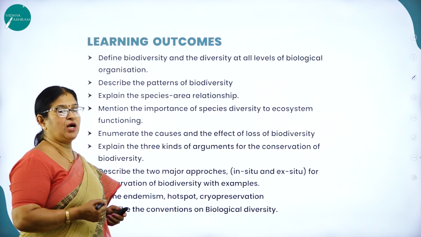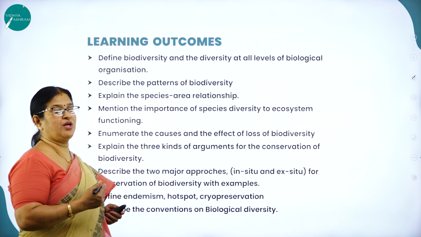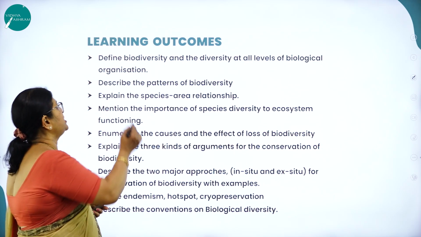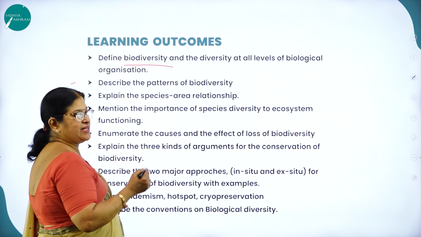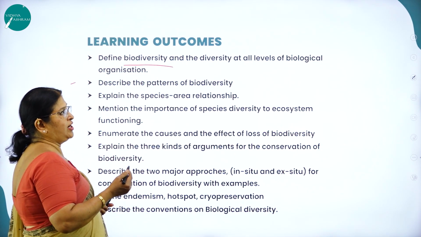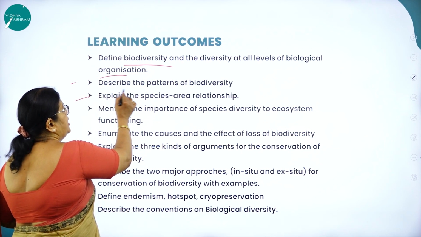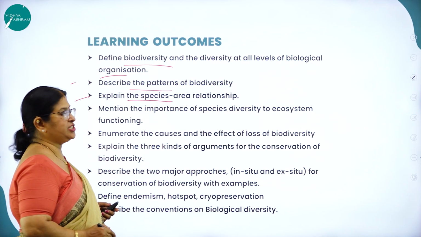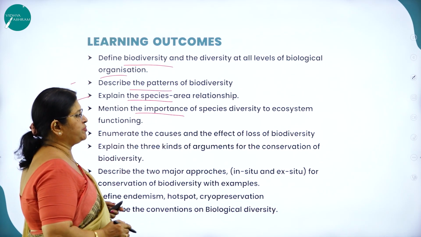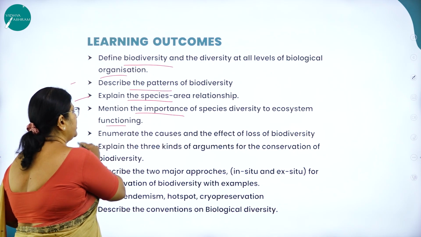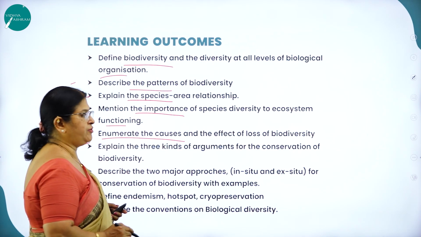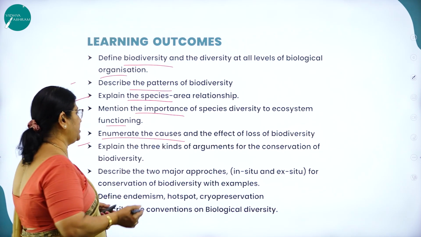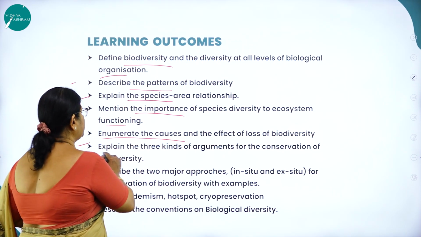Now, what are the learning outcomes? At the end of this chapter, what are you all going to learn? What are the important concepts? Define biodiversity, as I already said, diversity at all levels of biological organization. Describe the patterns of biodiversity. Explain the species area relationship. Mention the importance of species diversity to ecosystem functioning. Enumerate the causes and effects of loss of biodiversity like habitat loss, fragmentation, overexploitation, alien species invasion, all that.